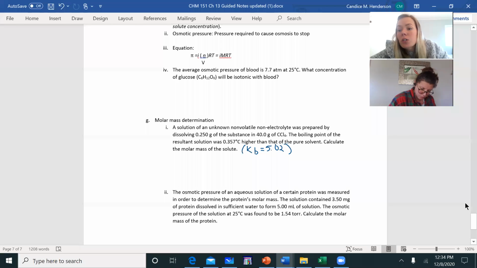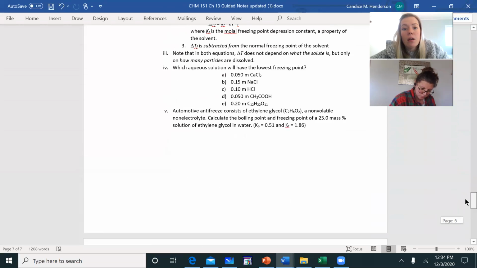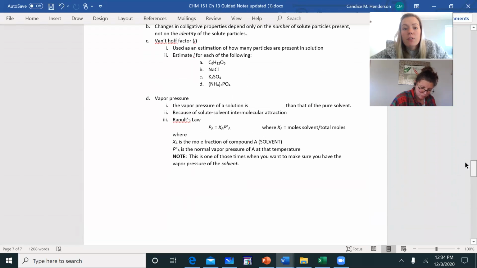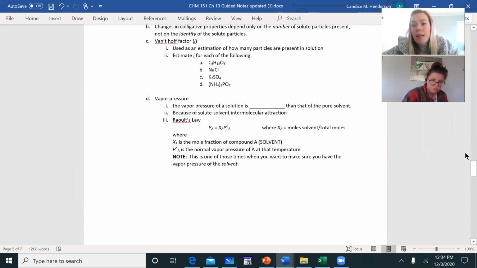So we finished off last time talking about some of the colligative properties. When you have a solution, the more particles that you have dissolved in it, or this van 't Hoff factor, this i factor, the more particles you have, the stronger these colligative properties are going to be, or changes in these colligative properties.